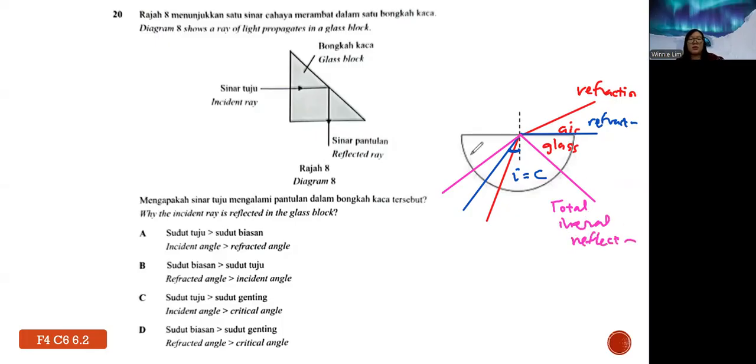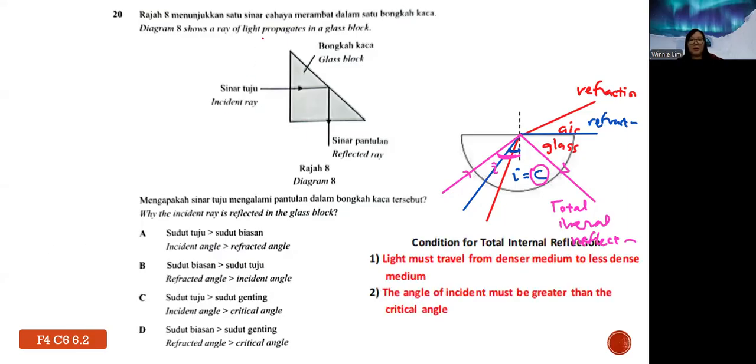reflection occurring. There are two criteria for total internal reflection to occur. Your incident angle must be more than the critical angle, and it must travel from a denser to a less dense medium. So what is the correct answer? Incident angle more than refracted angle, wrong. Refracted angle more than incident angle, no. Incident angle more than critical angle, yes. Don't confuse, the refracted angle is over here.